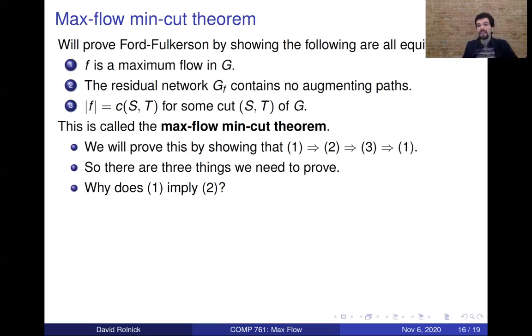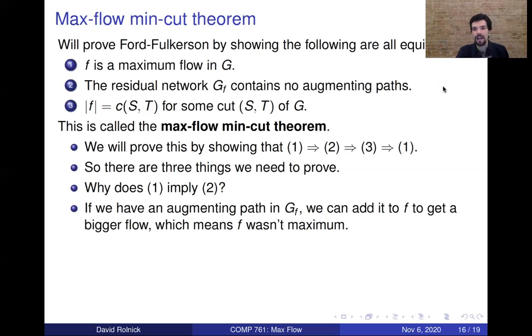Yeah, if there is an augmenting path, then you can add it to the flow. And so we can get a bigger flow. So if 1 is a maximum flow, then we can't have any augmenting paths, because if we did, we could make the flow bigger. It's basically a contradiction argument. Okay. Why does 3 imply 1? I'm going to come back to 2 implies 3. Why does 3 imply 1?